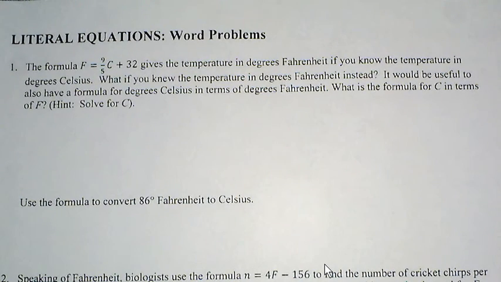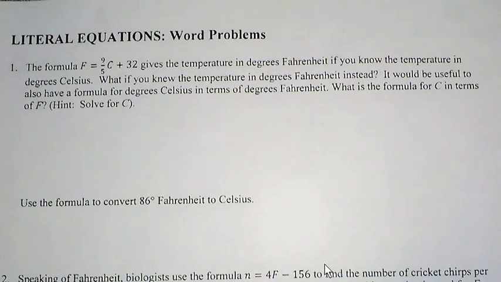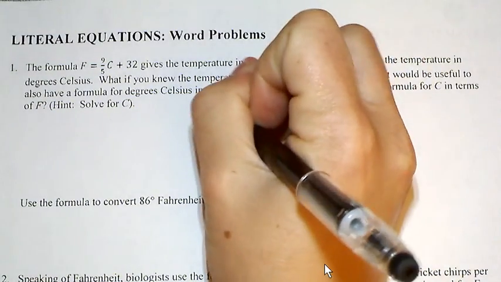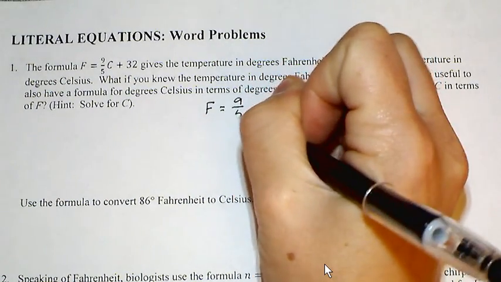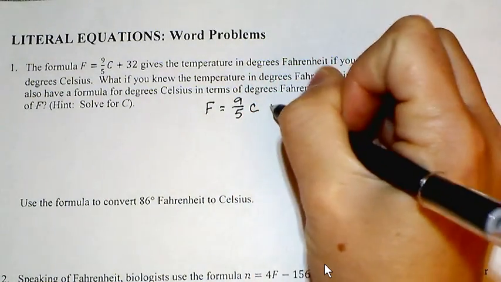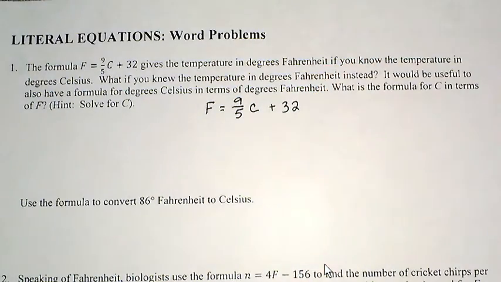It would be useful to also have a formula for degrees Celsius in terms of degrees Fahrenheit. What is the formula for C in terms of F? And the hint here is to solve for C. So what I'm going to do first, I'm going to copy the equation exactly the way that it's written. So I have F equals 9/5 C plus 32.